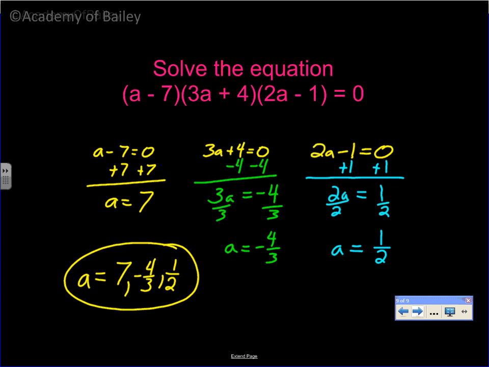Well, that's all we have for solving polynomials in factored form. We are coming up to the lessons on factoring equations. So you're going to need this when you start solving equations by factoring.